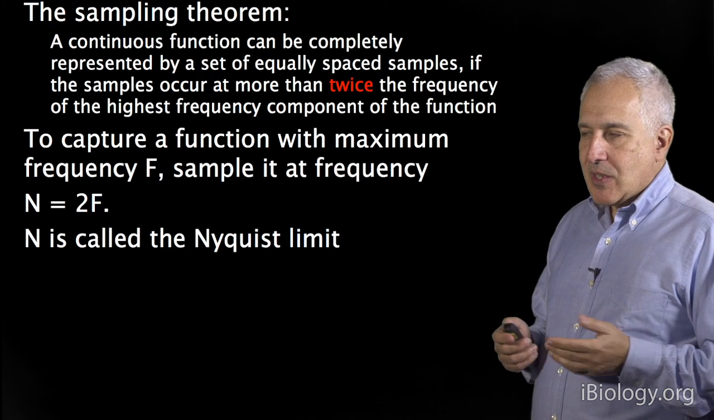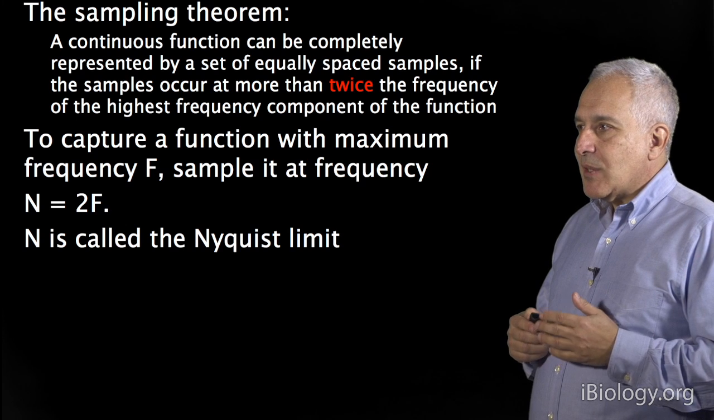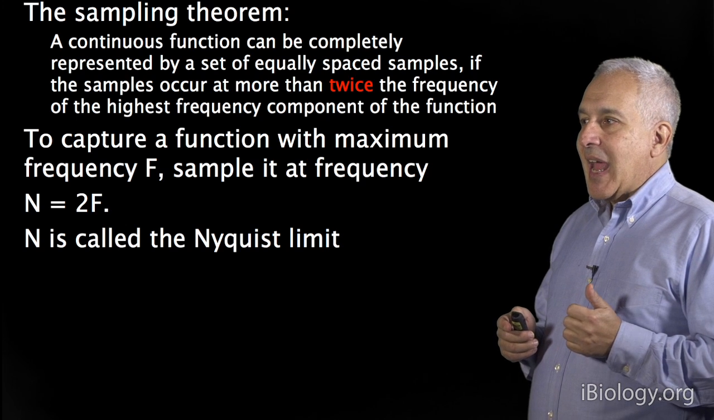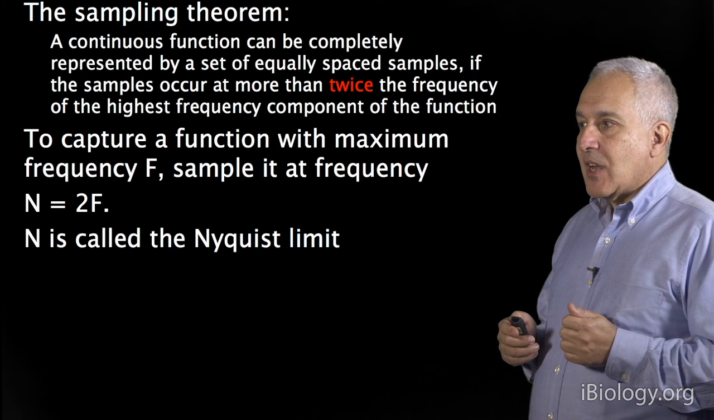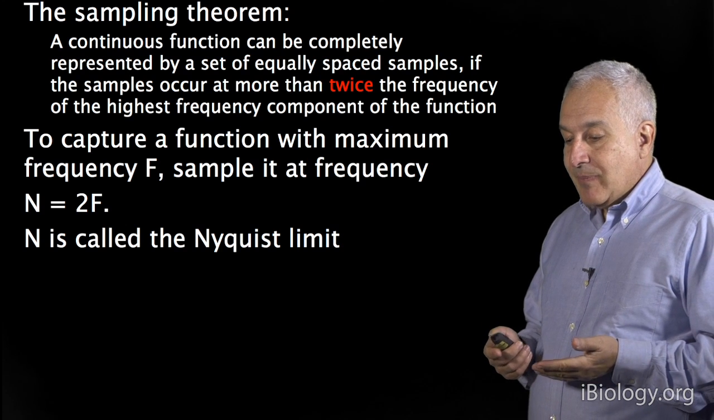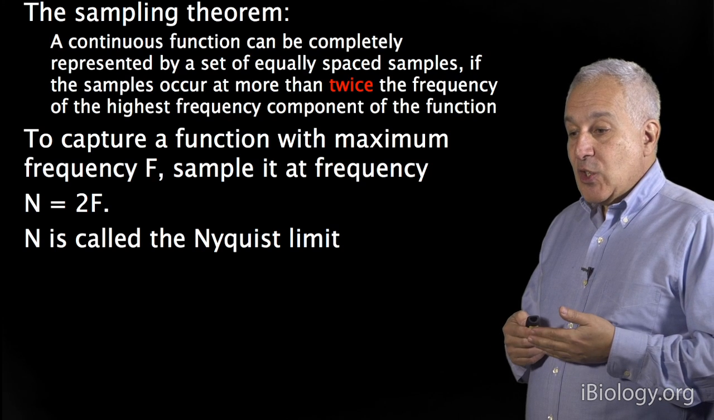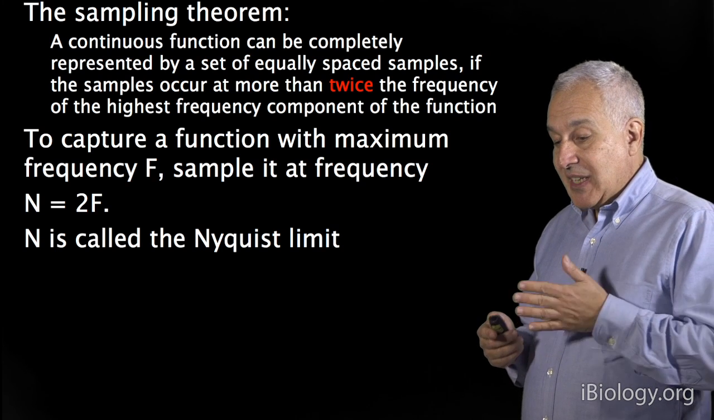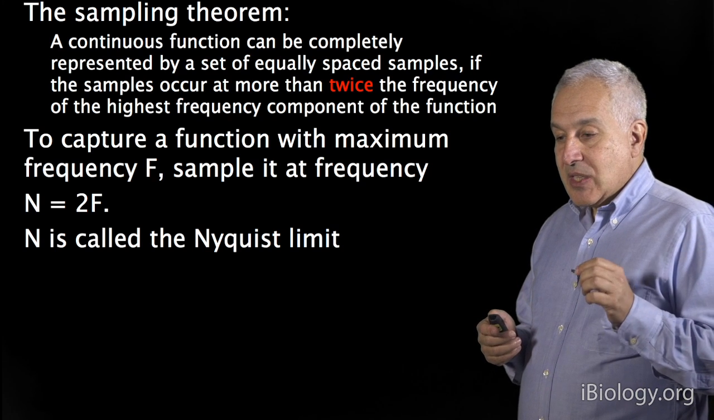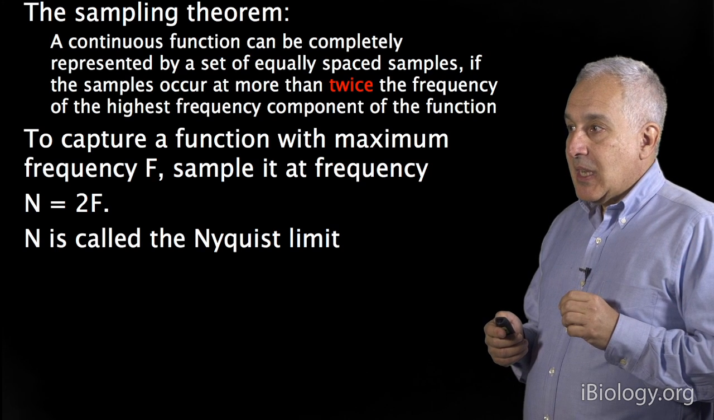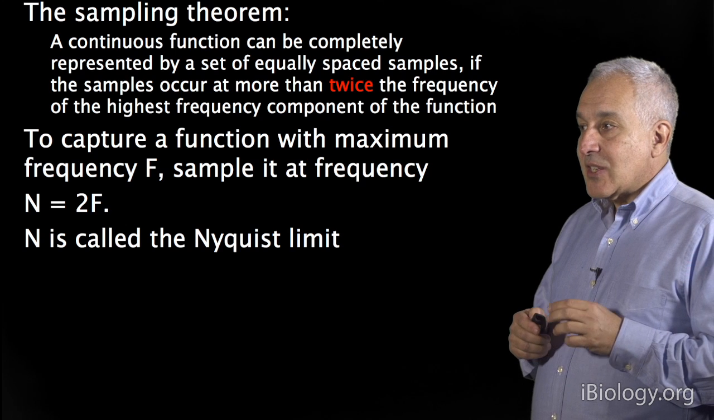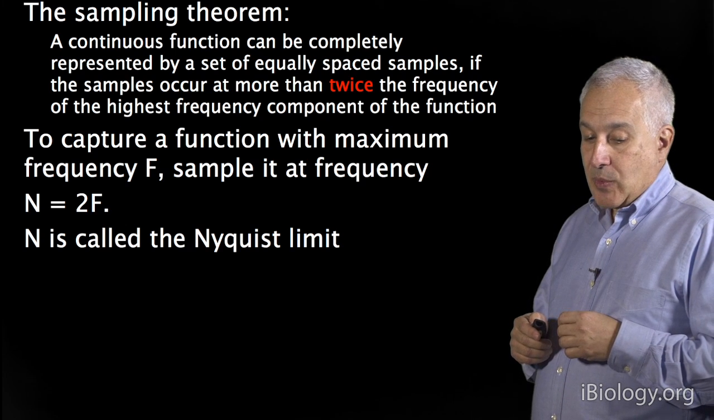So the sampling theorem, based on Nyquist, is a continuous function can be completely represented by a set of equally spaced samples if the samples occur at more than twice the frequency of the highest frequency component of the function. Now with our imaging, the highest frequency component is 0.61 lambda over NA. So if you want to see 0.61 lambda over NA details, you're going to have to sample that kind of oscillation with at least 2 points between each point. So to capture a function with maximum frequency, the sample has to be sampled at twice that frequency. This is called the Nyquist limit.